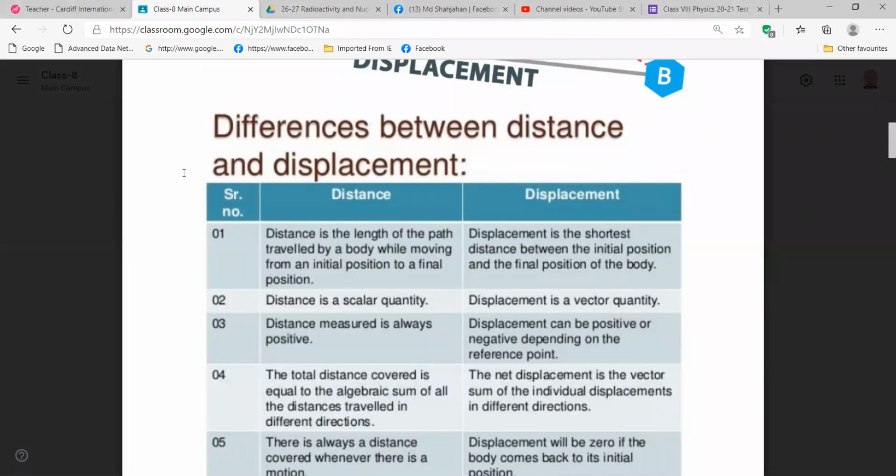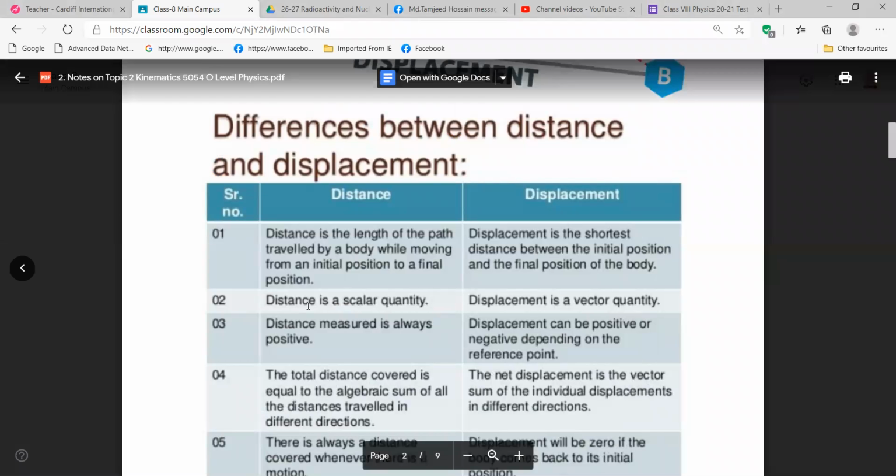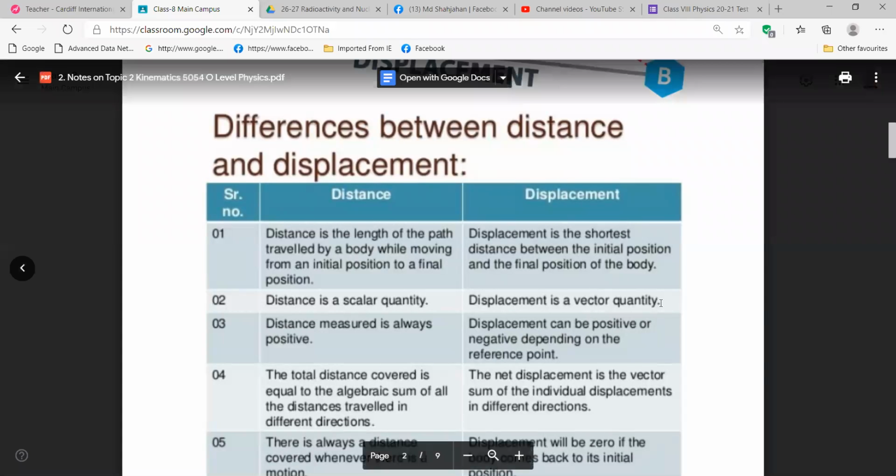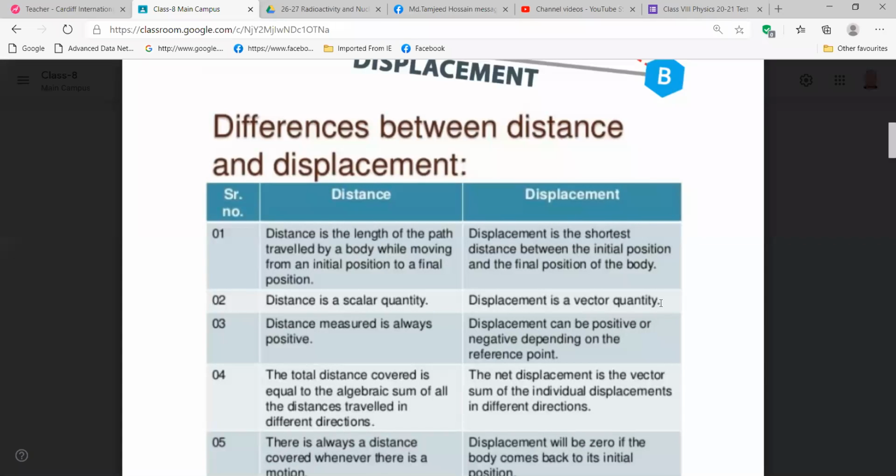Okay, very good. This one I'm explaining. Just wait. The second point is clear, right? Distance is a scalar quantity and displacement is a vector quantity. You are clear, right? Yes, sir. Why? Because, sir, in distance there is no fixed direction, and in displacement there is a fixed direction. Excellent.